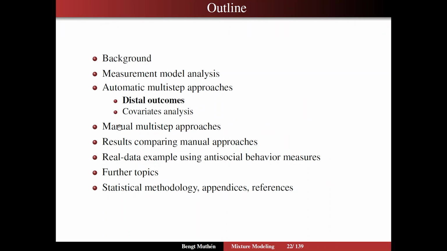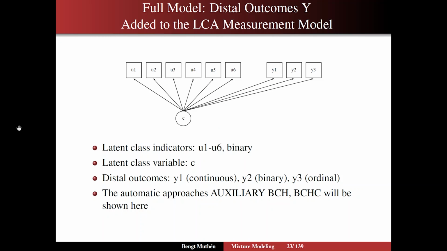So let's take a look at the distal outcome version in an actual analysis here using automatic multistep. So let's take a look at slide 23, where the full model includes distal outcomes Y added to the LCA measurement model. So we have 3 distal outcomes here. Y1 is continuous, Y2 binary, and Y3 ordinal. So we're going to use the automatic approaches of auxiliary BCH and BCHC, where C stands for the categorical cases, which covers both the binary and the ordinal case.